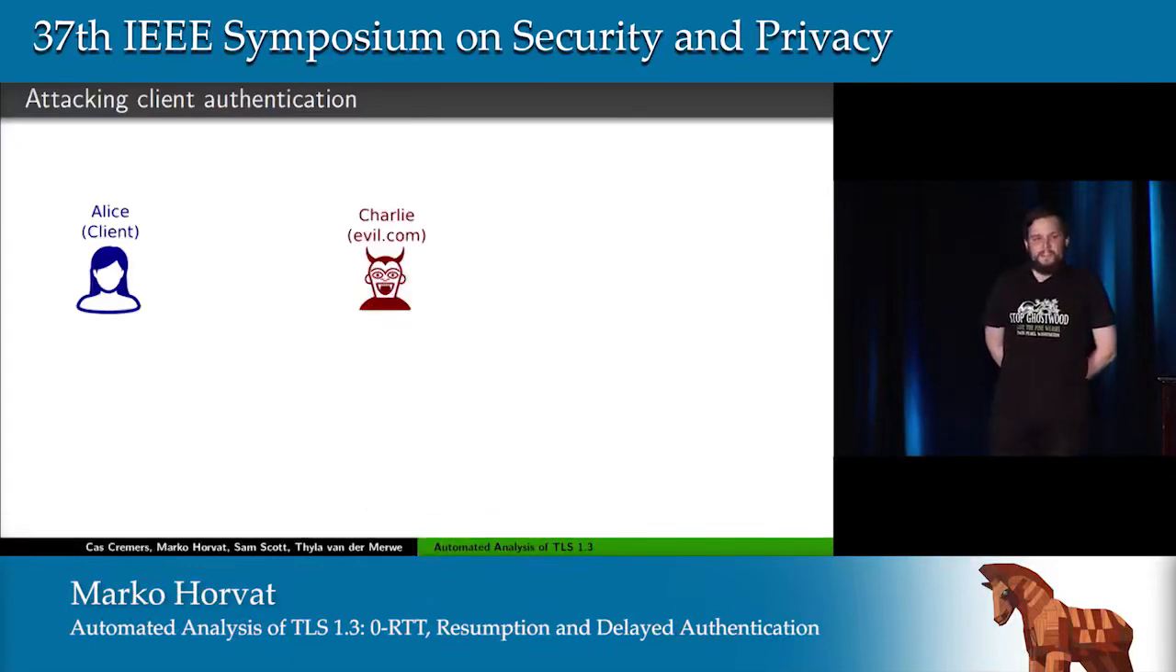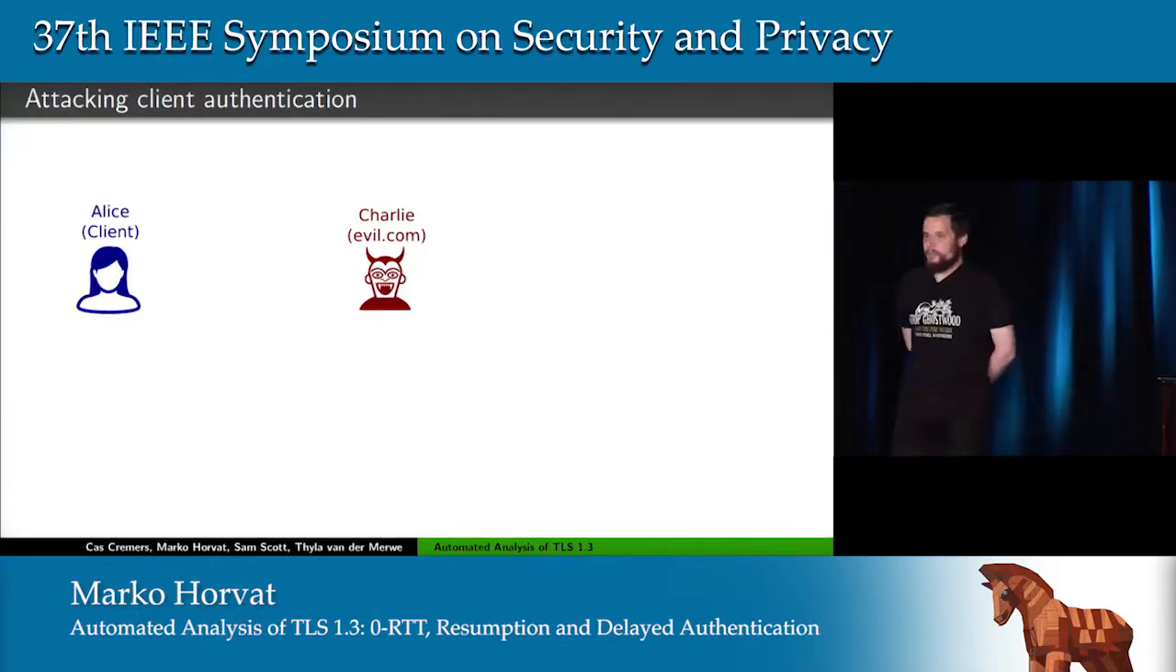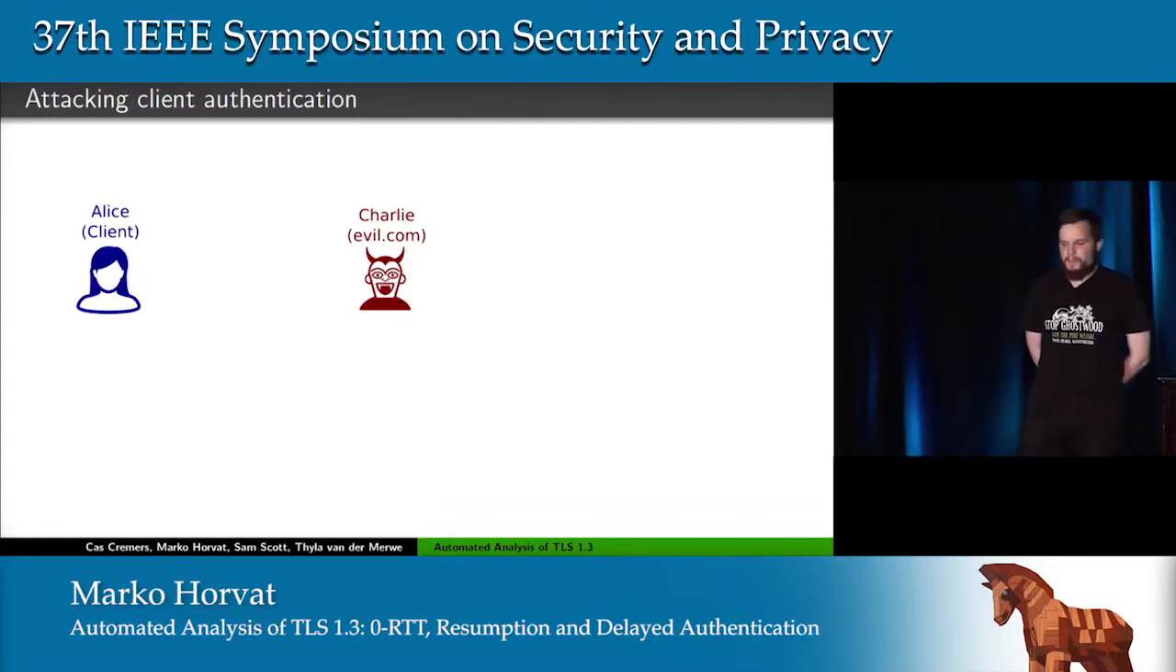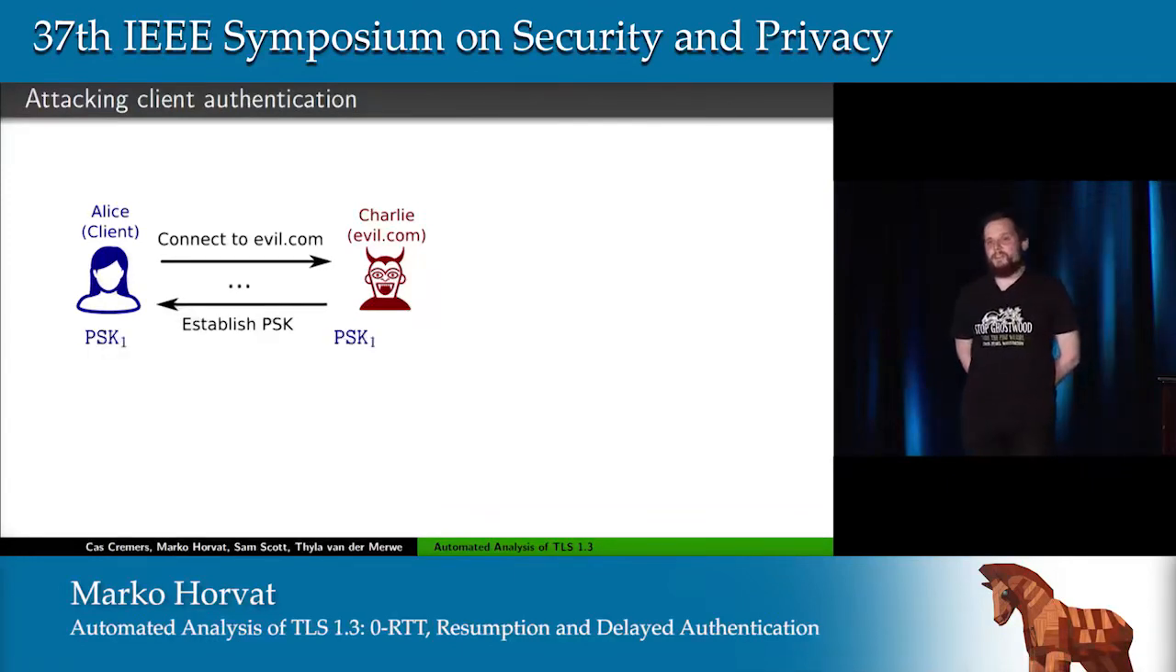So the attack that Tamarin finds goes something like this. Imagine Alice, who's a client of a bank, and she wants to connect to her bank. So she wants to access her bank account. Unfortunately, Charlie at evil.com sent her a phishing email, and it looks nice. Alice falls for it. And then she actually decides to connect to him and establish a PSK by using TLS 1.3 revision 10 with the unrestricted delayed client authentication mechanism.